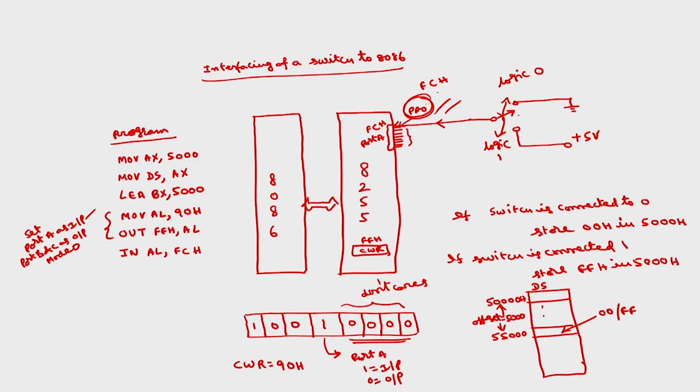In order to check the last bit without affecting the other bits, which can be either 0 or 1, we do not know. With this, the status of the switch will be present in the last bit of AL. This is the status of the switch. If this is 0, the switch is connected to 0, and if this is 1, the switch is connected to 1. The remaining 7 bits are don't cares, so I will just make them all zeros. For that I am using AND AL comma 01.